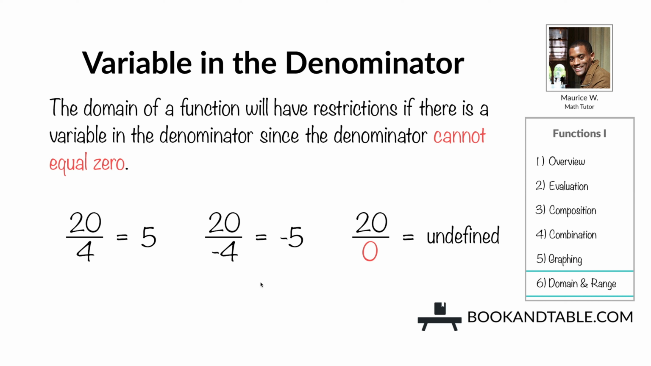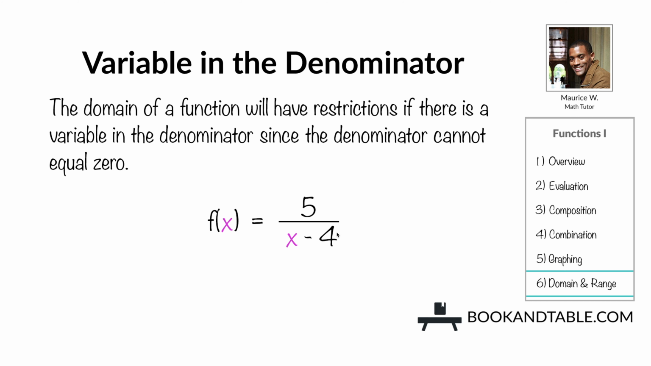Let's now discuss how you would find the domain of a function that has a variable in the denominator. The domain of a function will have restrictions if there is a variable in the denominator, since the denominator cannot equal 0. So when we divide 20 by 4, this is equal to 5. So we can have a positive real number in the denominator and get a real number as a quotient. The number in the denominator can be negative. 20 divided by -4 is equal to -5. So we can divide by a positive number or a negative number, but we cannot divide by 0. This will make the quotient undefined.